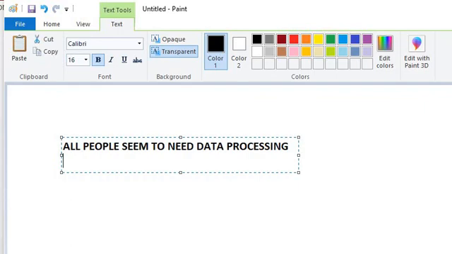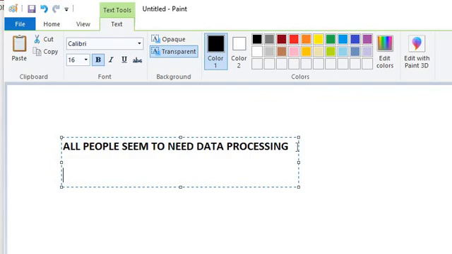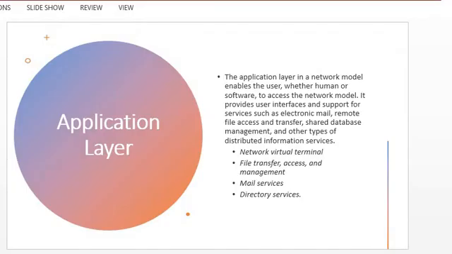And I think you can also make use of this. I think there was another one that I never used, something like "Please Do Not Throw Sausage Pizza Away." But this is one that I'm familiar with: All People Seem To Need Data Processing, where your A is representing the application, the P representing the next layer, the S, the session, the T. So this is how you can try to remember the various layers of the OSI reference model.